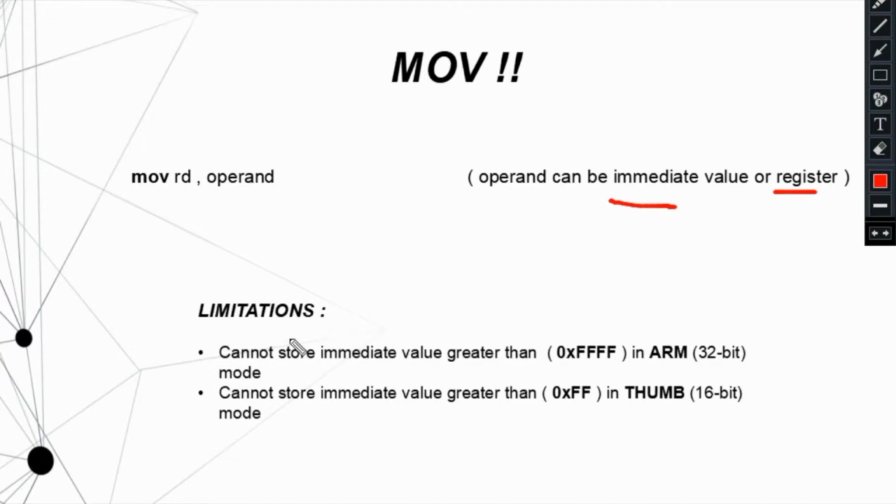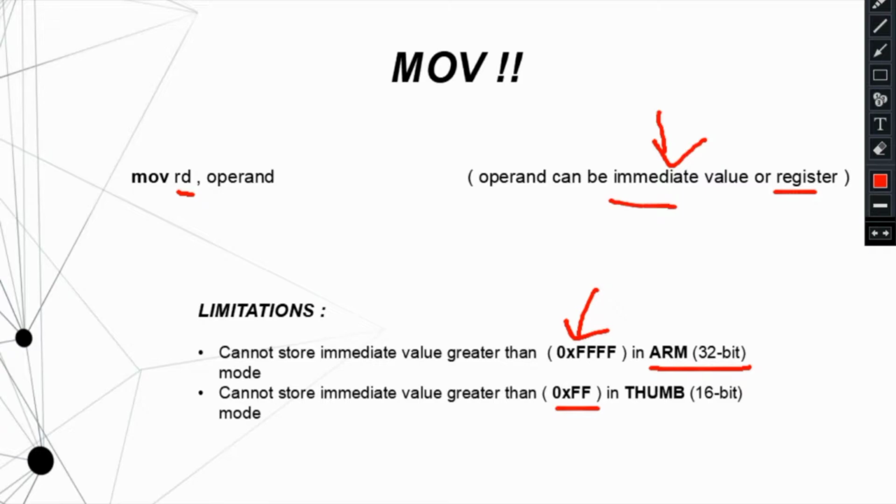But what we need to notice is, when we use an immediate value to move into a destination register, the maximum value which we can move as an immediate value in 32-bit mode is 0xFFFF, or 65536. If we store a value greater than 0xFFFF, then an error will be raised. This is the limitation in ARM 32-bit assembly, whereas in 16-bit assembly, this limit is 256. If you move an immediate value greater than 256 into a destination register, an error will be raised.